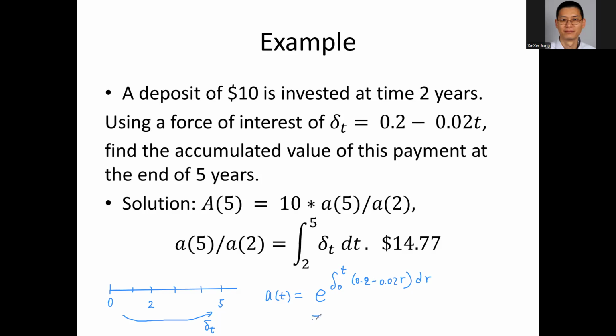So that equals e to the 0.2t minus half, 0.01 times half r.